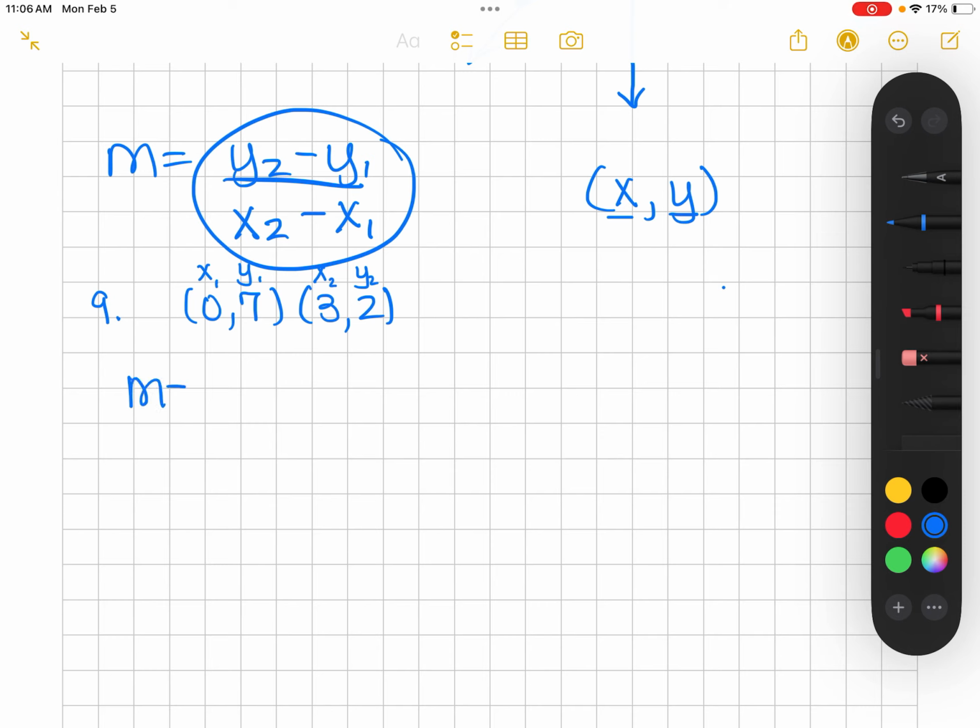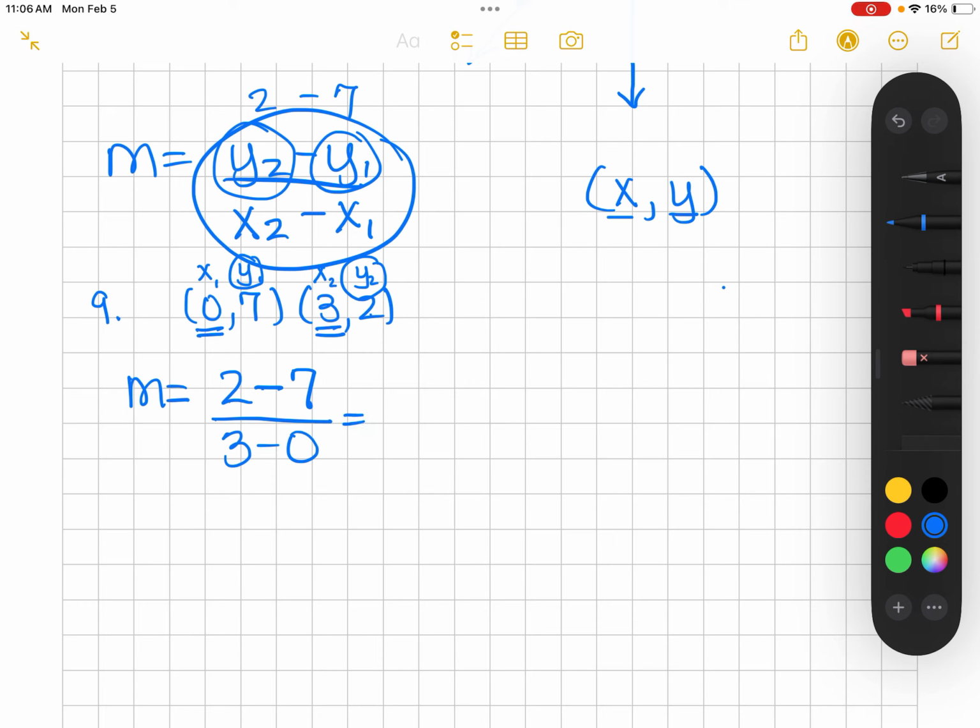So my slope equals 2 minus 7. So see, I took y2, which was 2, and I put that first. And then I took y1, and I did 2 minus 7, because 2 is y2 and 7 is y1. Okay, all over 3 minus 0. So x2 minus x1, 3 minus 0.